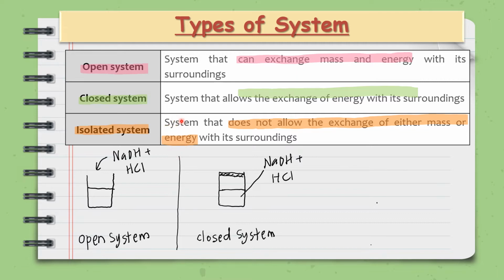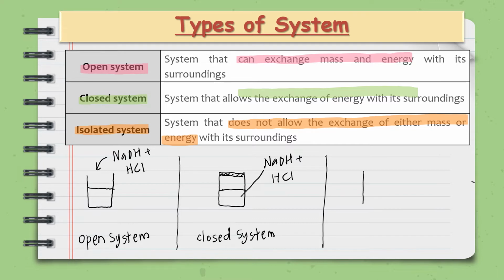The mass cannot be transferred out. Why? Because I closed the system already. I closed the beaker with a lid. So there should be no loss of mass. So this is a closed system. Next, we want to talk about isolated system. So an isolated system, it says here, does not allow the exchange of either mass or energy. Okay, how will the reaction occur?